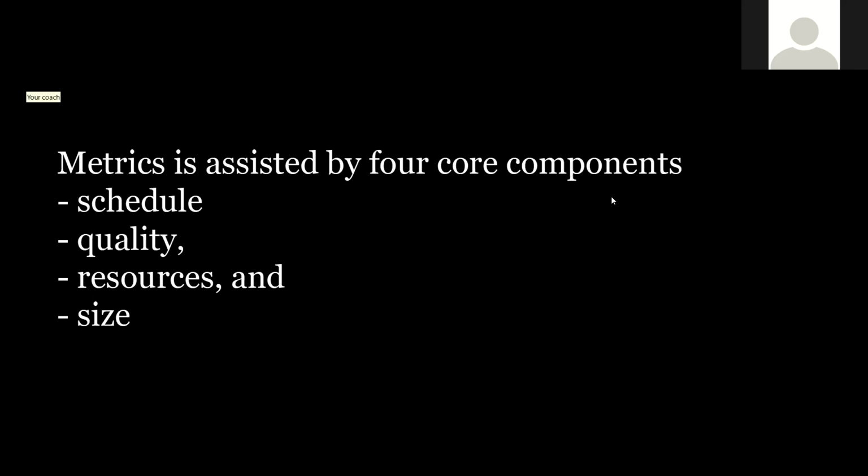So although we don't have a very universal test unit of measure, whatever you're selecting can have 4 core components connected, right? 4 core components. So they are schedule, quality, resources, and size. Let's talk about each one. We are testing software, right? So we are trying to come up with a certain unit of measure. So first one is schedule.